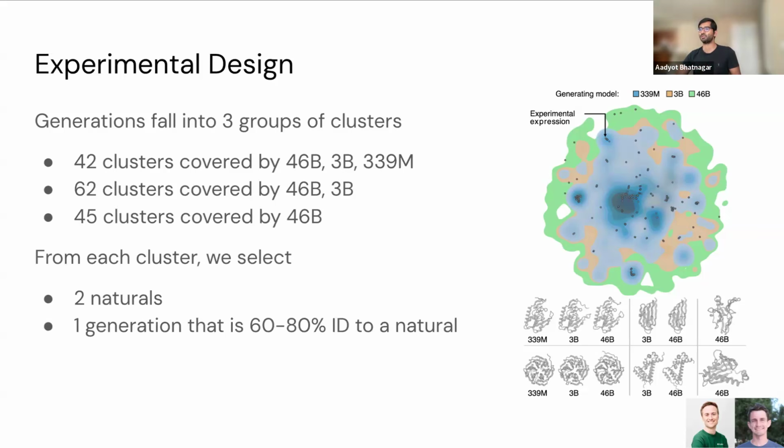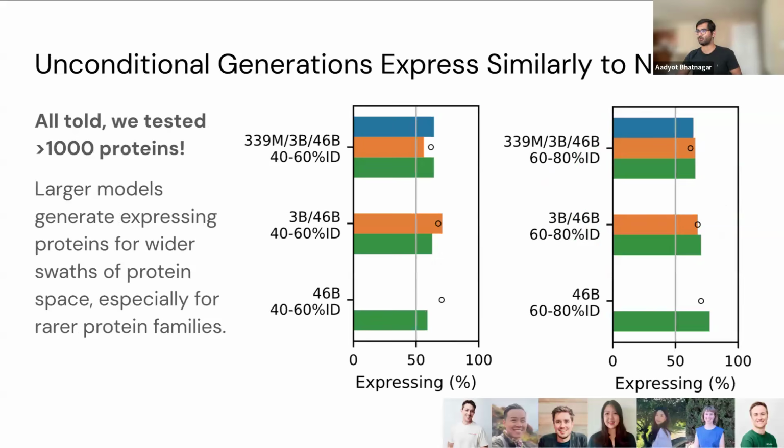Then we select one generation per model that is 60 to 80% identity to a natural sequence. This is the quote unquote easy generation task. And then we select one generation that's 40 to 60% identity to a natural. And this is the harder out of distribution task that we set up. So all told, as I mentioned, we tested more than 1,000 proteins.